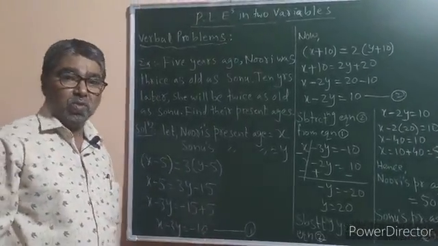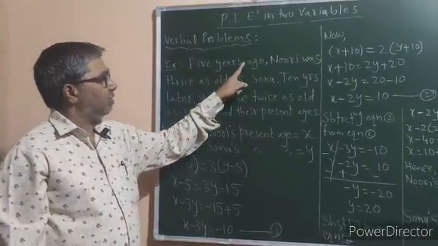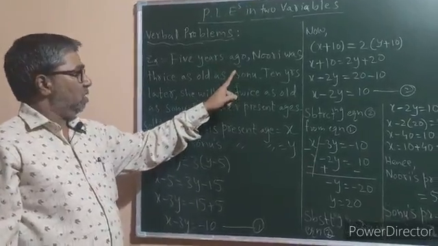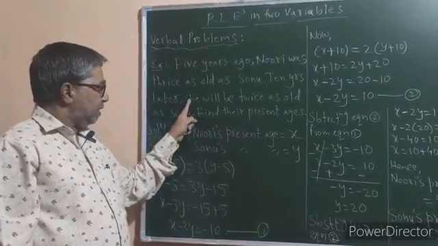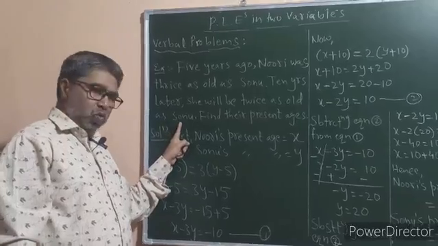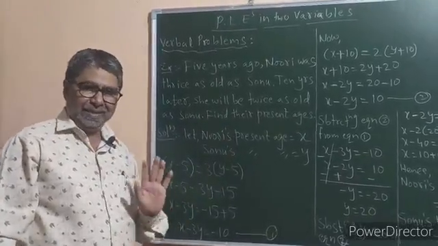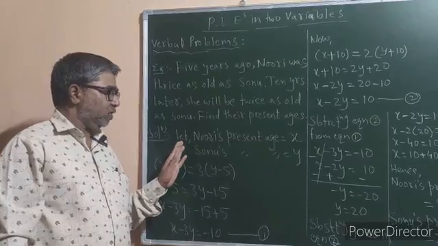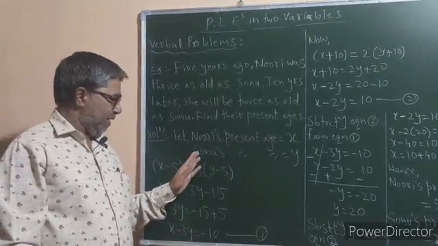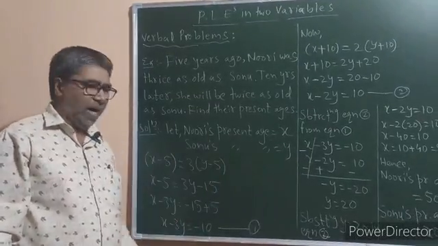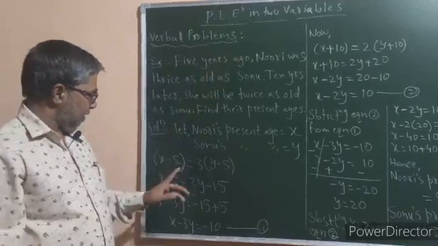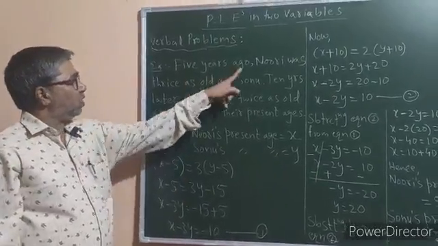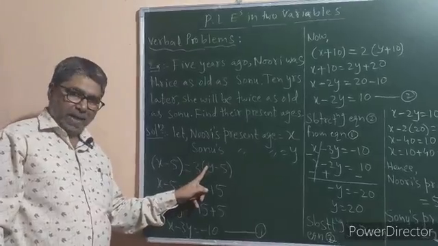So dear students, let us solve the second example. 5 years ago, Noori was thrice as old as Sonu. 10 years later, she will be twice as old as Sonu. Find their present ages. So this is the example. Now let us consider the present age of Noori as x years and the present age of Sonu as y years. Now according to the first condition, 5 years ago means x minus 5 is equal to thrice, means 3 into bracket y minus 5.